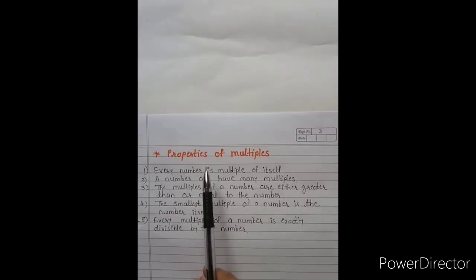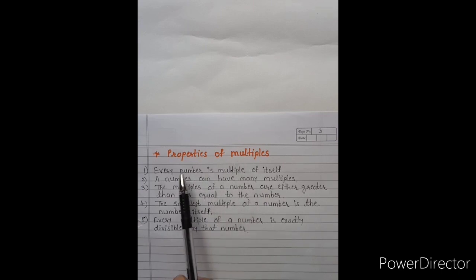Let us learn the properties of multiples. Every number is a multiple of itself. A number can have many multiples. The multiples of a number are either greater than or equal to that number. The smallest multiple of a number is the number itself. Every multiple of a number is exactly divisible by that number. Note down these properties in your notebook.